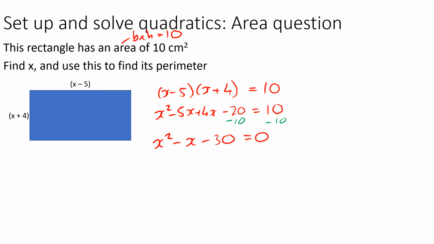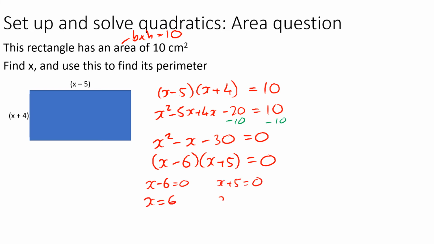Okay, so step 1, one side's equal to 0. Step 2, factorise it, and this will go to an x minus 6, x plus 5. We need to add to minus 1 here, so the numbers are very close to each other, and times to minus 30. Then we set each bracket equal to 0. And then we solve each bracket. So we've got x equals 6 and x equals minus 5.